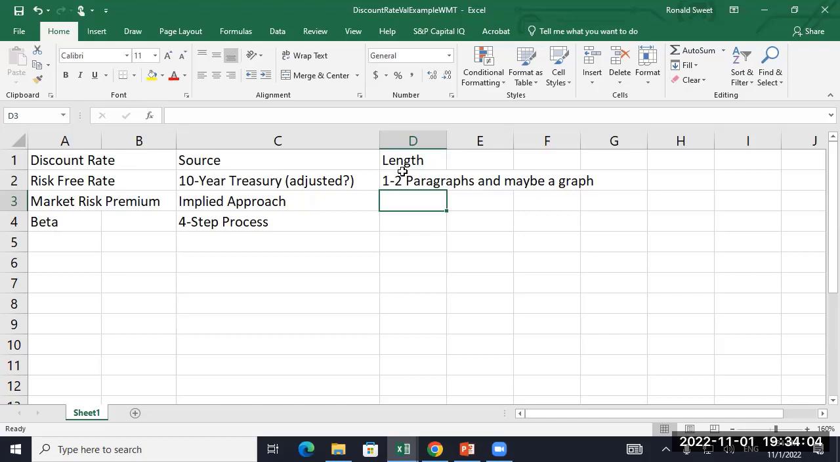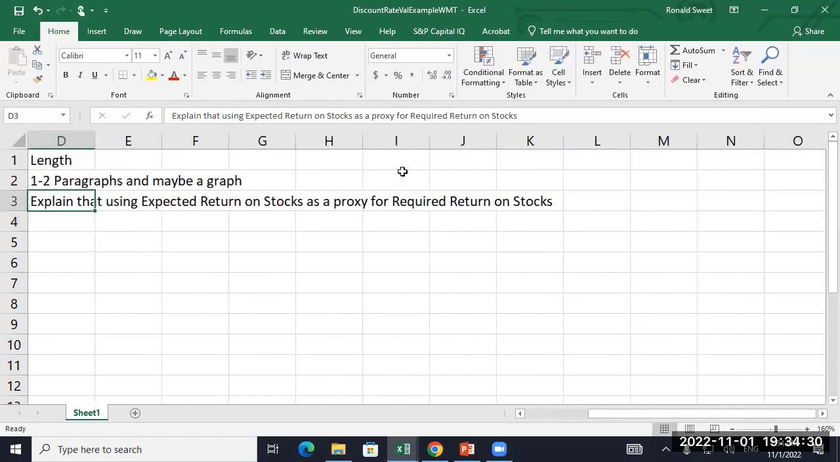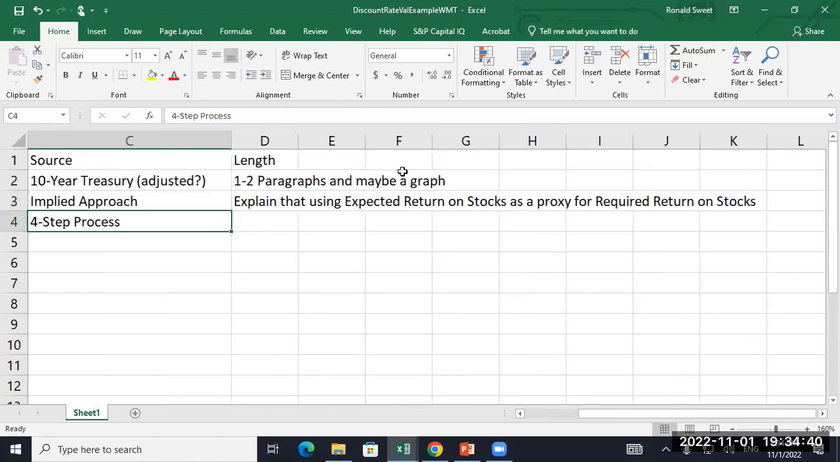On the implied approach, you do have to explain that you are using expected return on stocks as a proxy for required return on stocks. So this does need a little bit more explanation. This isn't something that everybody knows. Most people probably know what the implied approach is, but not everybody uses that jargon. So you'd probably have to explain that some.